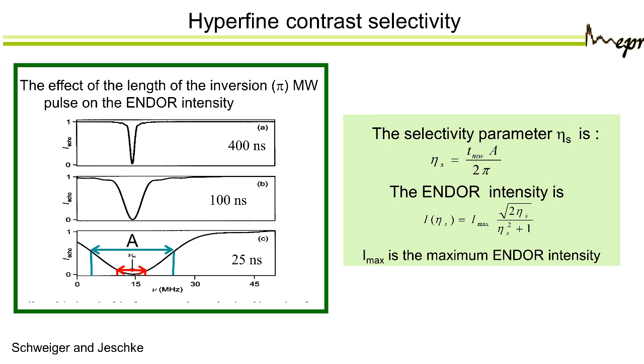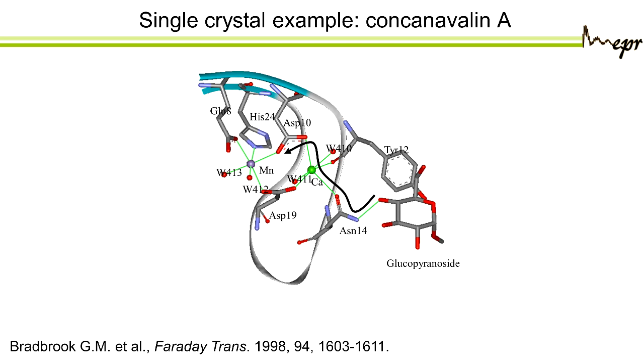Okay, so now let's just see an example. This is concanavalin A. It's a manganese-containing protein. You can crystallize it. It has been also solved, and the crystal structure is very, very high resolution. And the question here, so you see the manganese is coordinated to a histidine and then to two carboxylates, and it has several water.